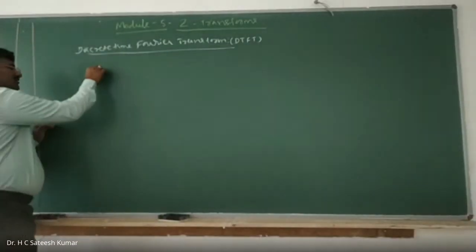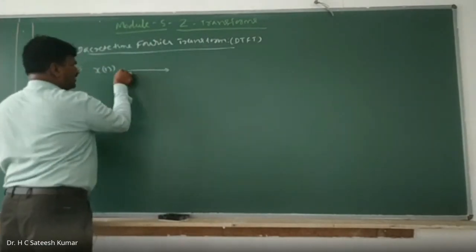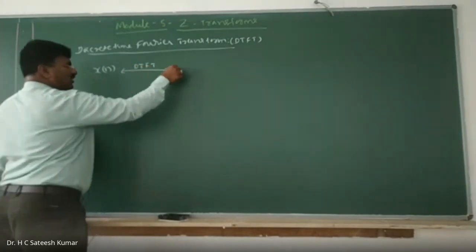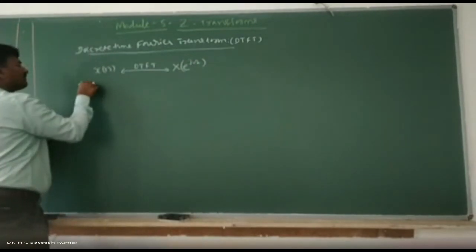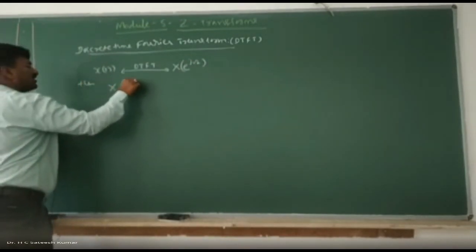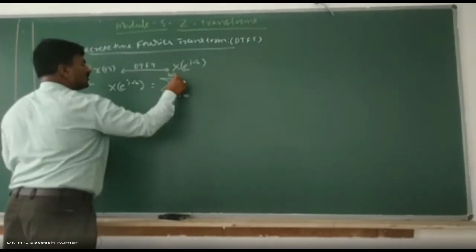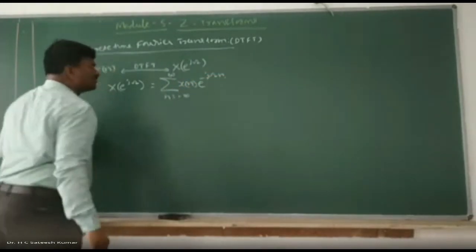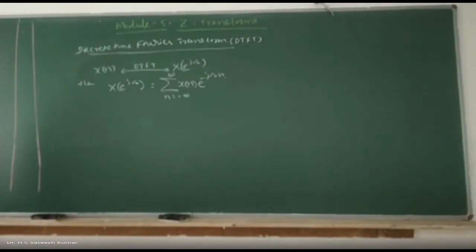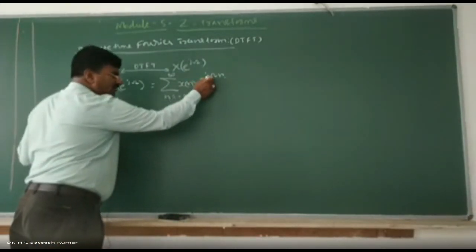See, let us say I have x of n. x of n is a discrete time signal having the DTFT, discrete time Fourier transformation, X of e to the power of j omega. X of e to the power of j omega is defined by summation n varies from minus infinity to plus infinity, x of n into e to the power of minus j omega n. So this is the definition of the Fourier transformation, or discrete time Fourier transformation, right? And omega is the angular frequency, okay, right?